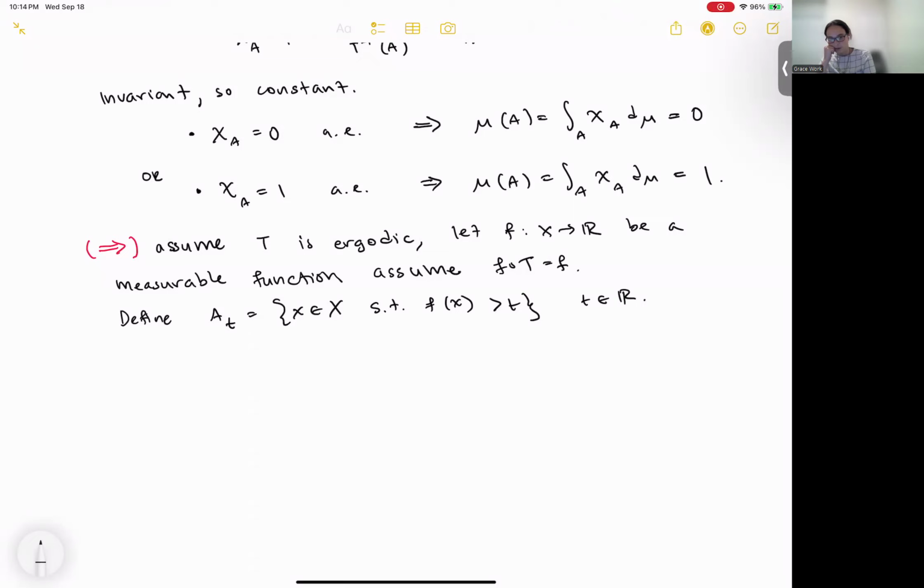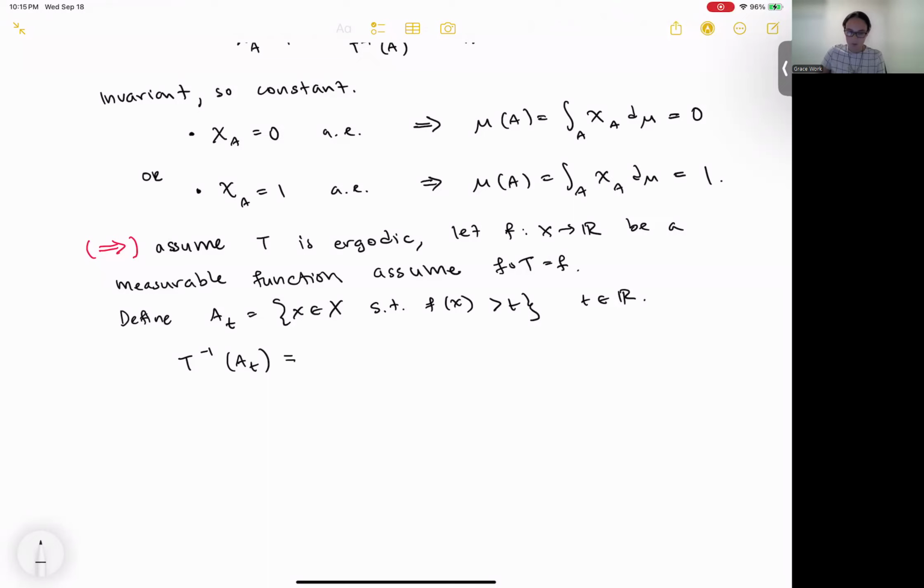Okay. Our goal is to now show that our function has to be a constant. So let's first consider the preimages of the A sub t's. What we'll work towards is showing that each of these level sets, A sub t, are themselves invariant, which means their measure needs to be 0 or 1 for every one of these level sets. And we will show that that only happens if the function f is constant.